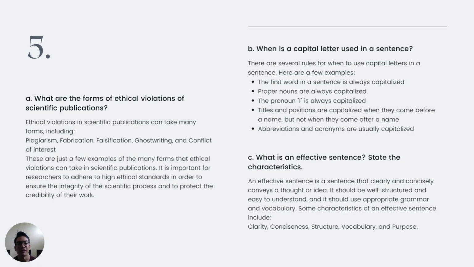Question C. What is an effective sentence? State the characteristics. An effective sentence is a sentence that clearly and concisely conveys a thought or idea. It should be well-structured and easy to understand, and it should use appropriate grammar and vocabulary. Some characteristics of an effective sentence include clarity, conciseness, structure, vocabulary, and purpose.